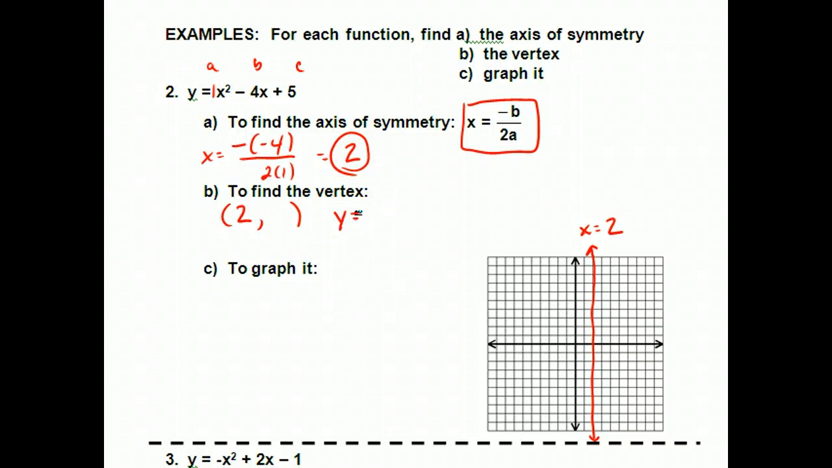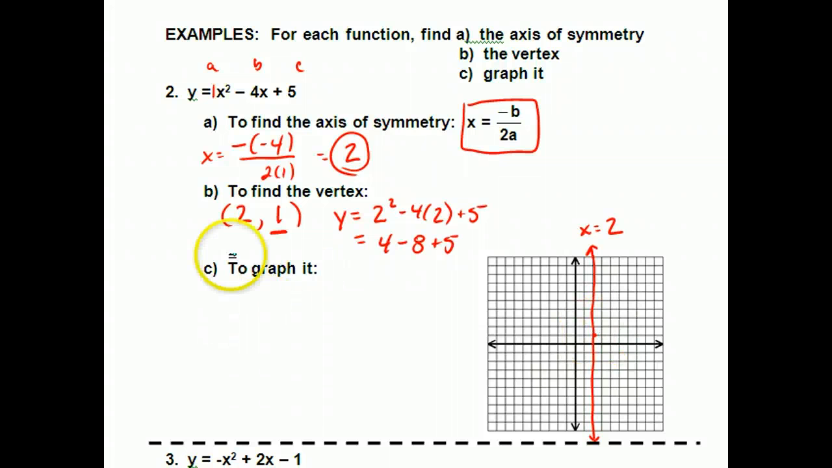So y is equal to, if I plug 2 in for my x's here, 2 squared minus 4 times 2 plus 5, that's going to give me my y value. I put x in, and I get y out. Input in, output out. So here we're going to get 4 minus 8 plus 5. So 4 minus 8 is minus 4, and plus 5 is going to be plus 1. So my vertex is going to be at that point right here.